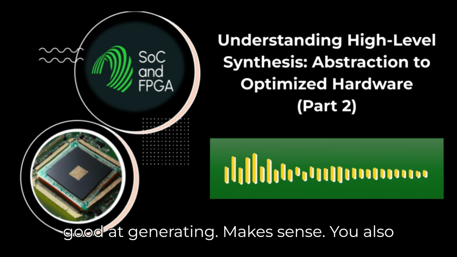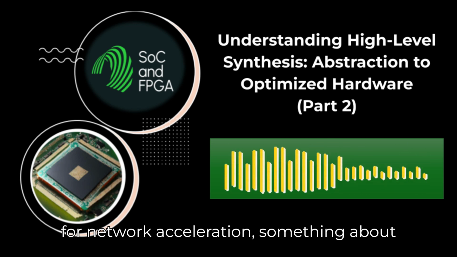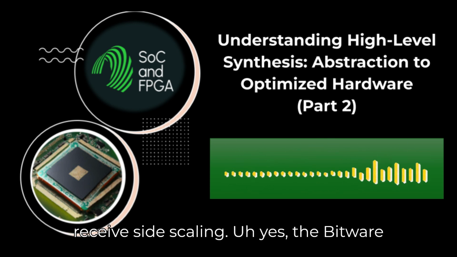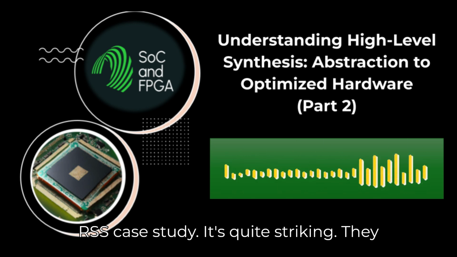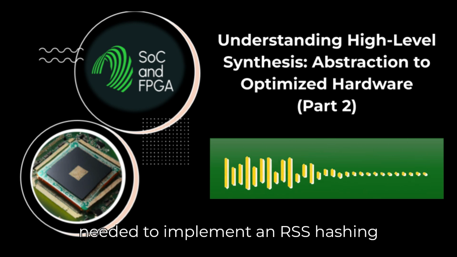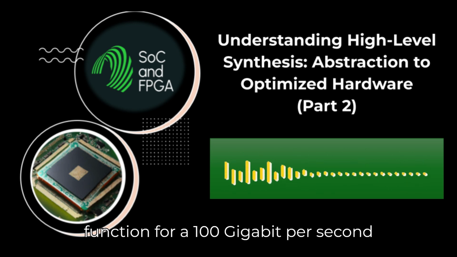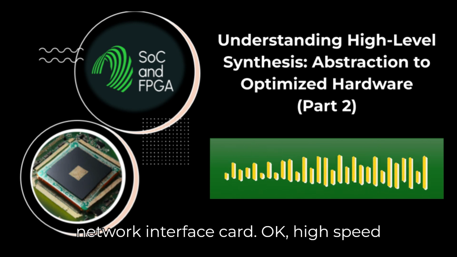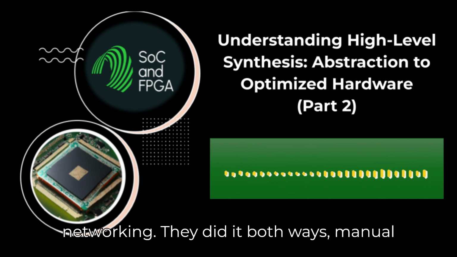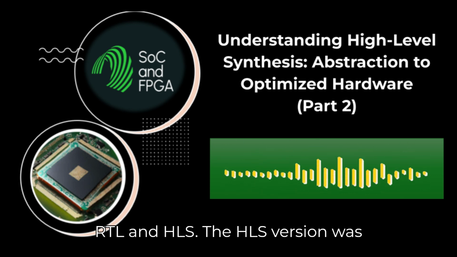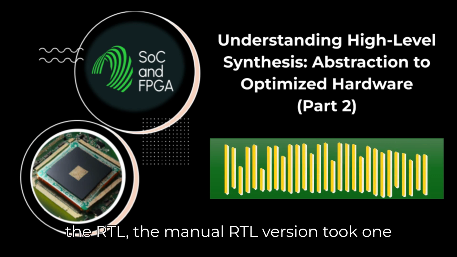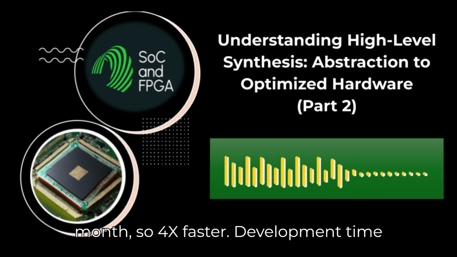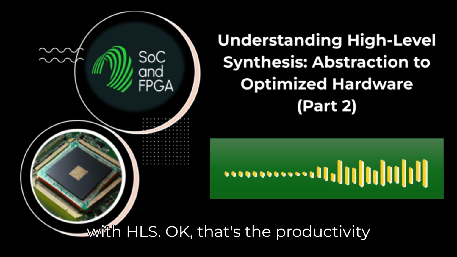Makes sense. You also mentioned a really compelling case study for network acceleration, something about receive-side scaling. Ah, yes, the Bitware RSS case study. It's quite striking. They needed to implement an RSS hashing function for a 100 gigabit per second network interface card. Okay, high-speed networking. They did it both ways, manual RTL and HLS. The HLS version was completed in just 1 week. 1 week, and the RTL? The manual RTL version took 1 month, so 4x faster development time with HLS. Okay, that's the productivity gain we expect.